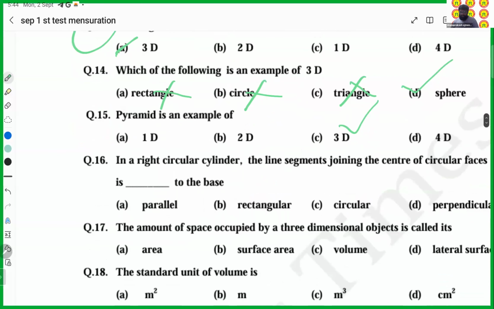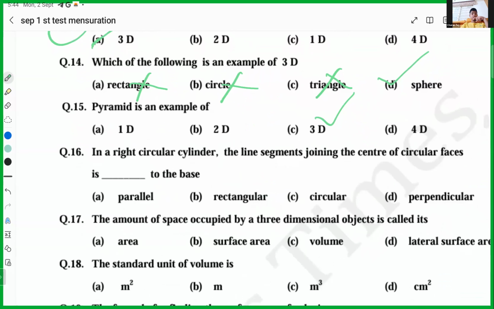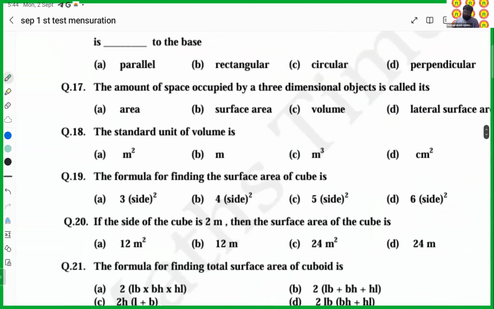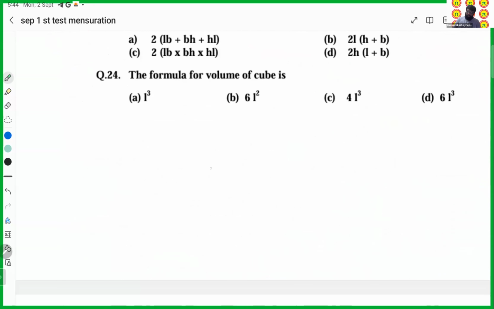In a right circular cylinder, the line segment joining the centers of the circular faces is what to the base? Perpendicular, sir. Yes, perpendicular. We already discussed this, and I already showed you this example. Let me take this paper and convert it into a cylinder.